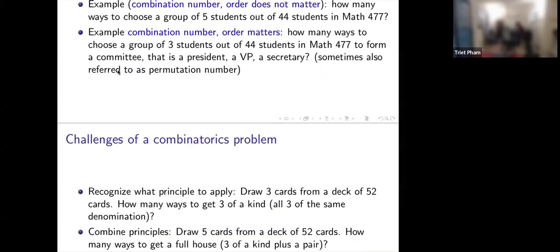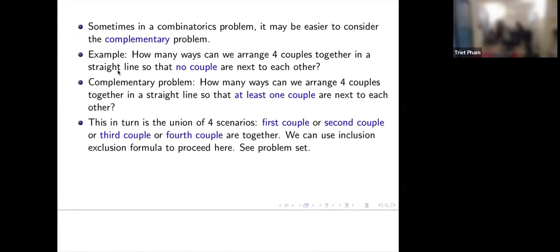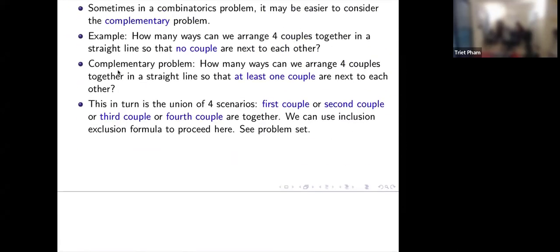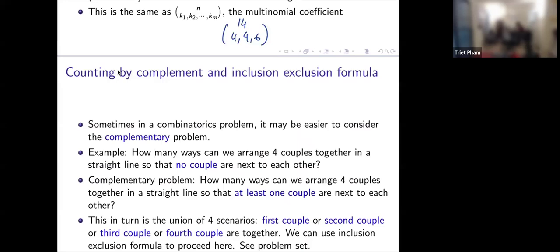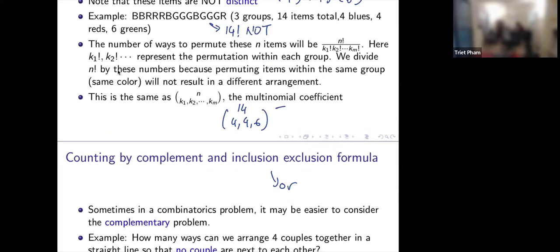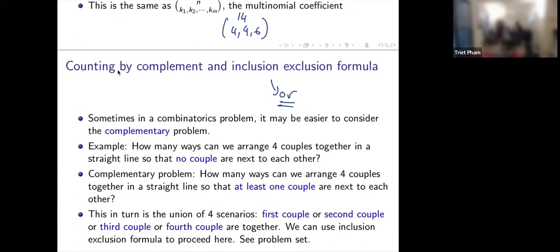Also, as I mentioned, we didn't see an explicit case, but there is the inclusion exclusion formula. This is where the word "or" happens. Instead of counting E1 and E2, you count E1 or E2. In that case, you have to use the inclusion exclusion formula to count the number of possibilities.